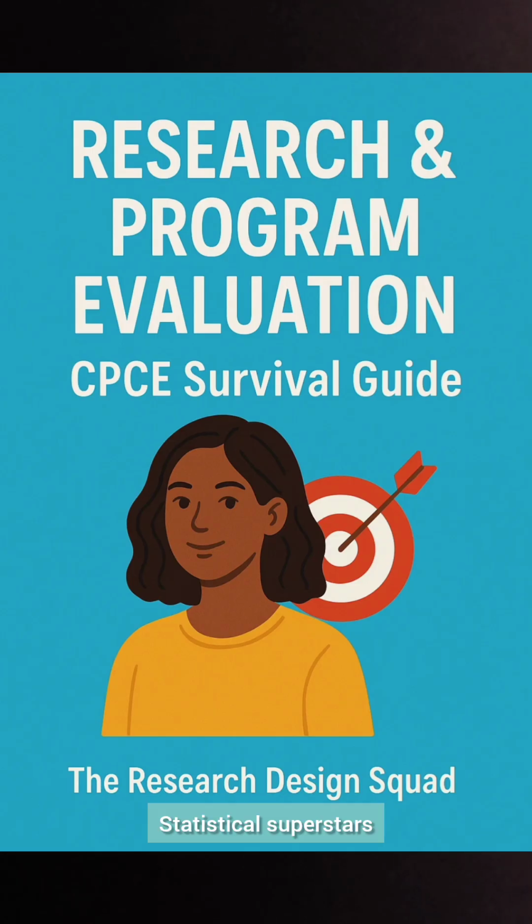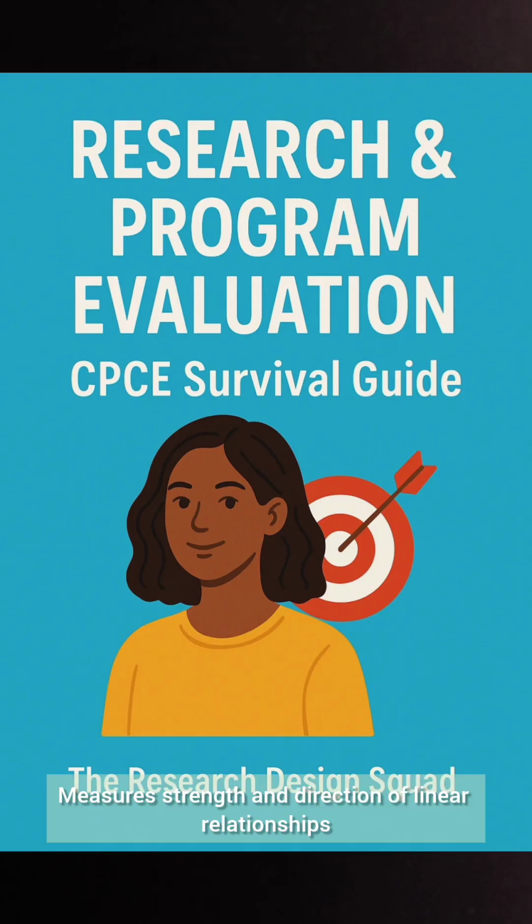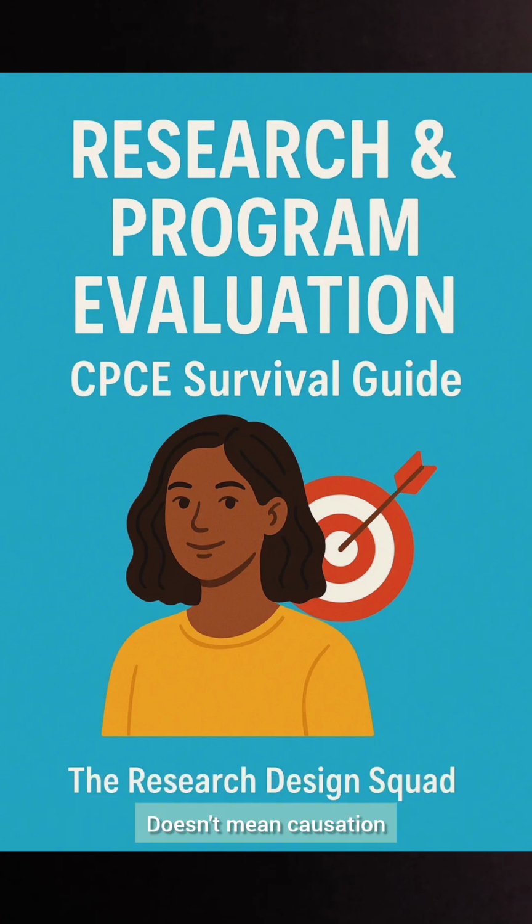Statistical superstars. Correlation coefficient, the relationship matchmaker. Ranges from -1 to +1. Measures strength and direction of linear relationships. Doesn't mean causation. Ice cream sales correlate with drowning deaths, but ice cream doesn't cause drowning. Both increase in the summer.